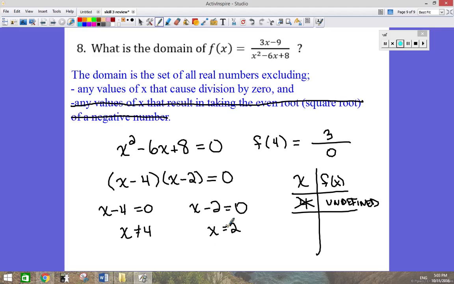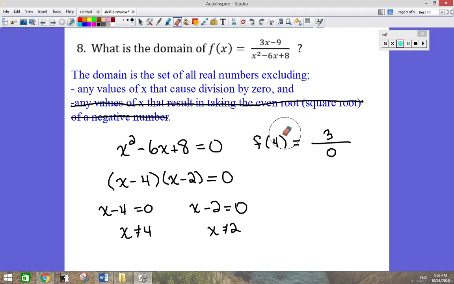Same argument applies to x equals 2. If you evaluate this function at 2, you get a 0 in the denominator. Now in the numerator, 3 times 2 is 6, and 6 minus 9 is a negative 3. But negative 3 divided by 0 is undefined. So those are the only two numbers that cause us problems.